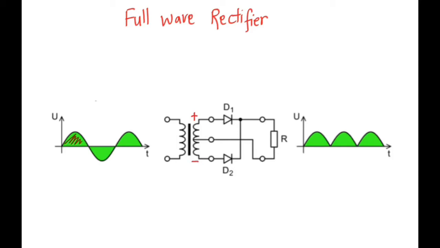Let's look at the positive input cycle of the power source. So the top of the source is positive and the bottom is negative. Now we have to check which diode is forward biased and which one is reverse biased. D1 is connected to the positive of the source. The P side of D1 is connected to the positive of the source, therefore it is forward bias. The P side of D2 is connected to the negative of the source, so it is reverse biased.